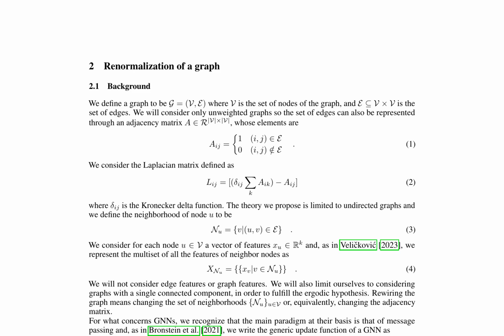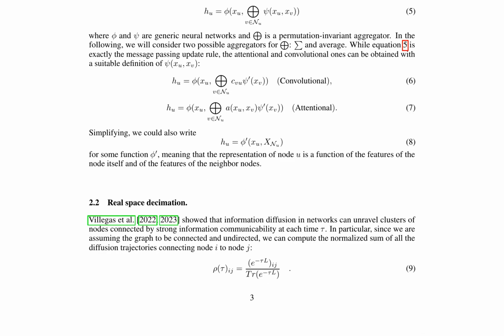The paper commences with a brief introduction to the fundamentals of graph theory, including the definition of a graph as a pair (V, E), where V represents the set of nodes and E denotes the set of edges. It also elucidates the concept of the Laplacian matrix, which plays a crucial role in the computation of information diffusion trajectories. These trajectories are utilized to identify clusters of nodes that reciprocally process the same information, leading to the formation of a metagraph. The authors then proceed to elucidate the process of real space decimation, which entails substituting each cluster with a single supernode, thus resulting in a decimated graph.